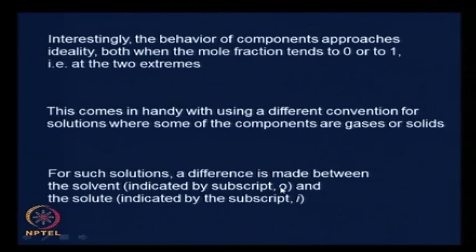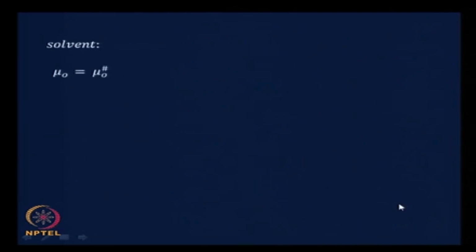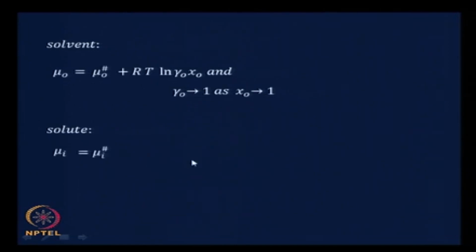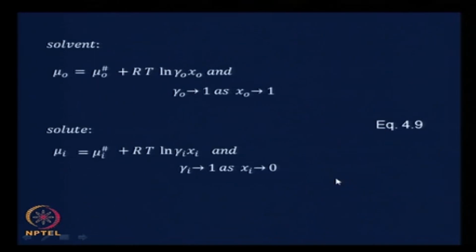For the solvent we had used a subscript O, and for the solute we had used a subscript i. Therefore, we could write for the solvent mu O equals mu O hash plus RT ln gamma O xO, along with the completeness of this gamma activity coefficient: gamma O tends to 1 as xO tends to 1. This is for the solvent, and for the solute mu i equals mu i hash plus RT ln gamma i xi, and gamma i tends to 1 as xi tends to 0. This was equation 4.9, and this is where we had finished up yesterday.